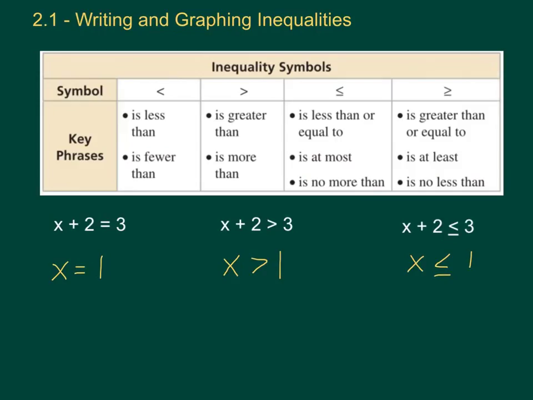So for my first equation, I had only one solution, x equals 1. But for my two inequalities, I have an infinite number of possibilities, which doesn't mean all real numbers, but I do have a lot of options. With my first inequality, I can pick anything that's bigger than 1. With the second inequality, anything that's less than or equal to 1. And those are my options. Hopefully this gives you a quick introduction to what inequalities are and what they look like. Now let's work with them.